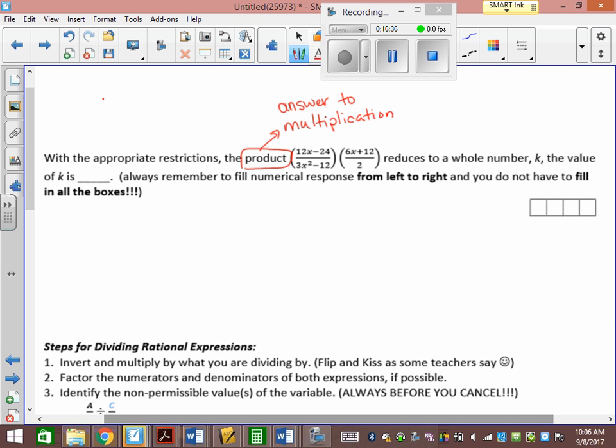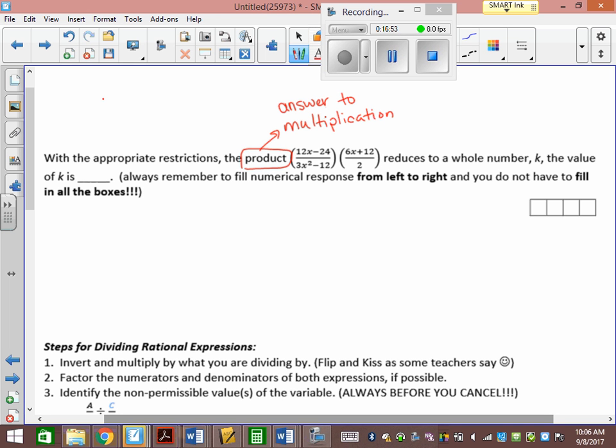The only way you could have a negative is if they asked you for the absolute value of that function, which would turn it to a positive, which they don't usually do in 30-2. So if you have a negative, it ain't going to happen. You can't fill it into the numeric response box. There is no negative bubble. Okay? So this reduces to a whole number.